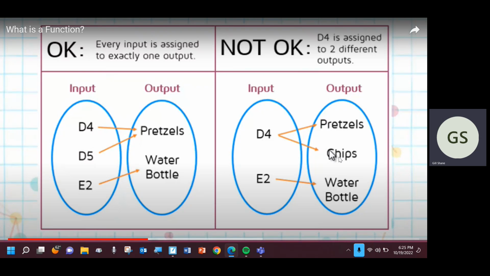That doesn't make sense. That is a broken vending machine. Something is wrong. So therefore, that is not a function. It doesn't make sense, not a function. So now let's talk about, well, she's going to talk about, or really I'm going to talk about, she's just going to show you the first screen.